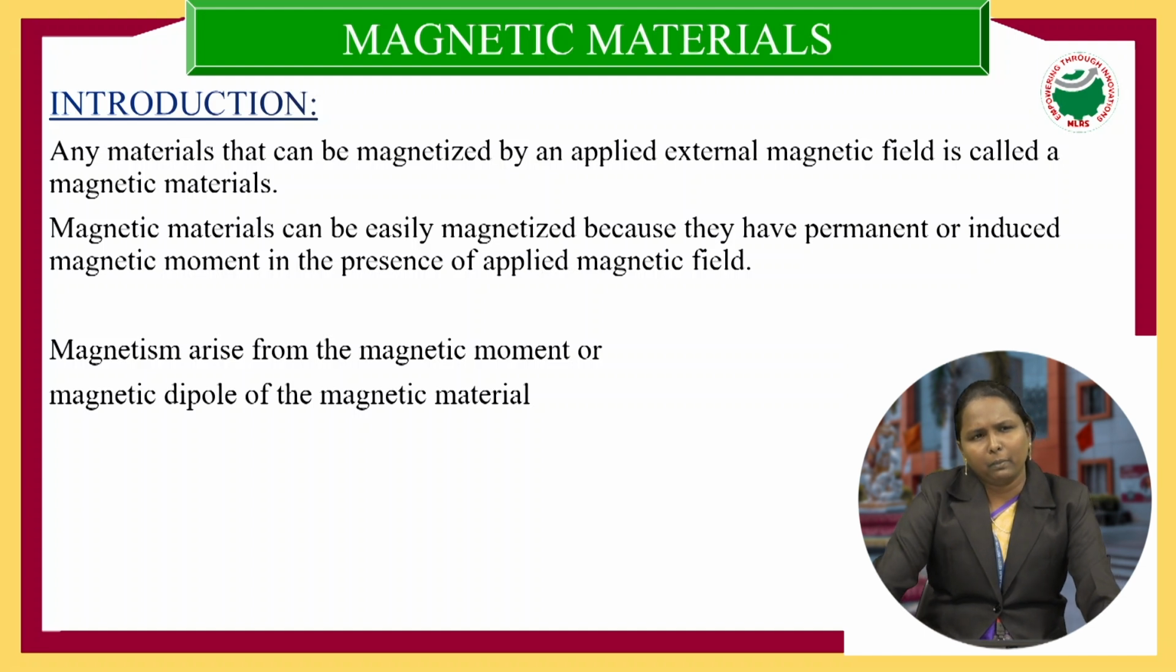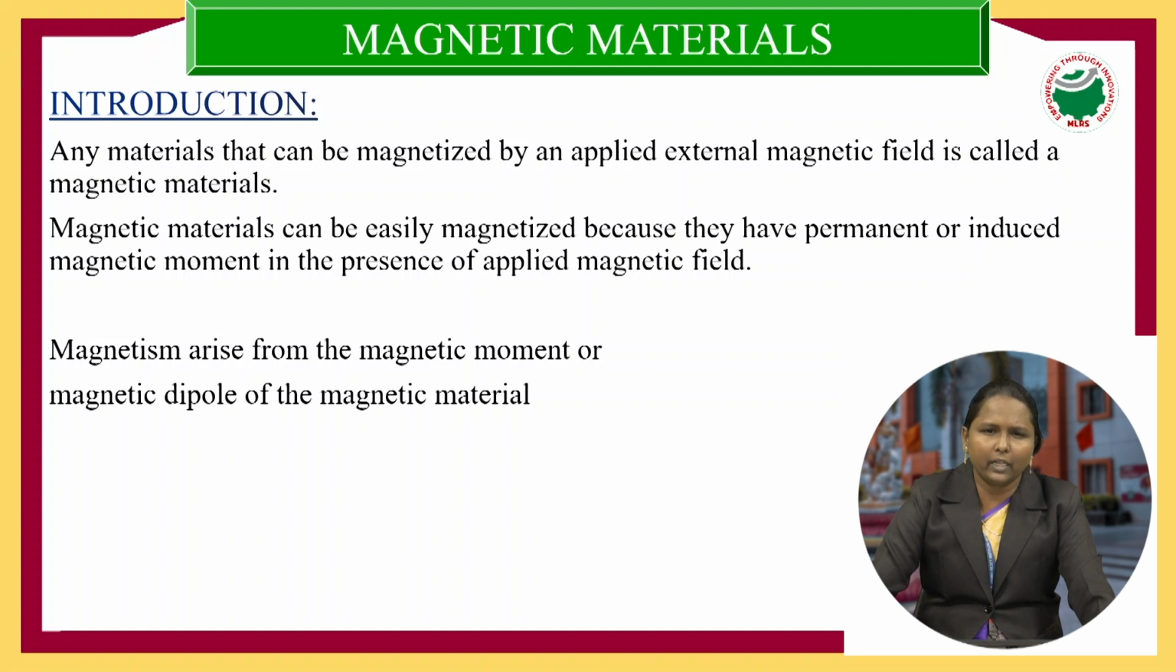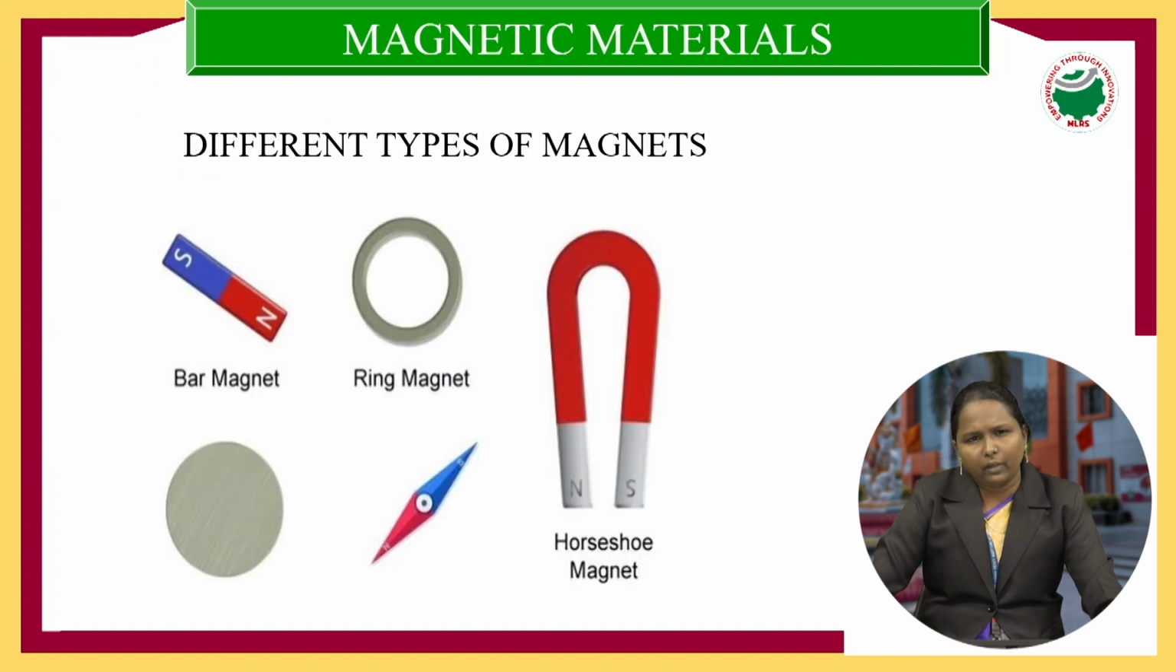All the materials can be magnetized in an external magnetic field. Magnetic materials can be magnetized by applying an external field to the material, by inducing a magnetic field, or by creating a permanent magnetic moment inside the material. The magnetism arises in the material due to the dipole moment or magnetic moment created inside the material by applying the external field. Here you can see different types of magnetic materials in this picture.